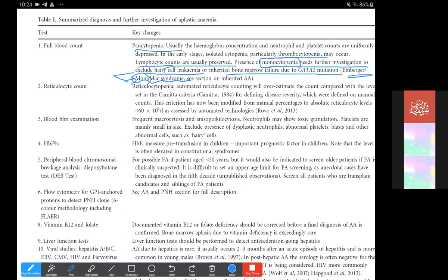Then for reticulocyte count, there is reticulocytopenia, which is done with automatic reticulocyte counting, but the automatic reticulocyte counting will overestimate the count compared with the level set in the Camitta criteria for defining disease severity, which were defined on manual count. So the original Camitta criteria was defined on manual counts, and now this criteria has been modified from manual percentages to absolute reticulocyte levels assessed by automated technologies. Initially we had an absolute reticulocyte count that they had mentioned should be less than 20 x 10^9/L. But now, because automated counts are a bit higher, the absolute reticulocyte levels are placed at less than 60 x 10^9/L.